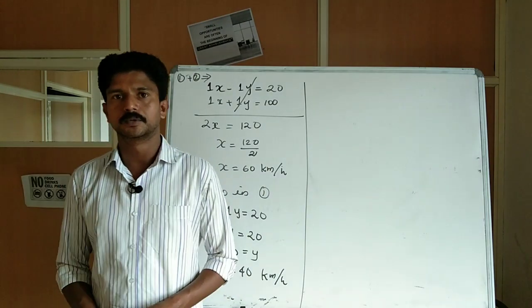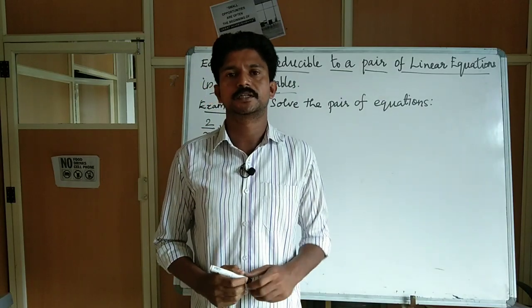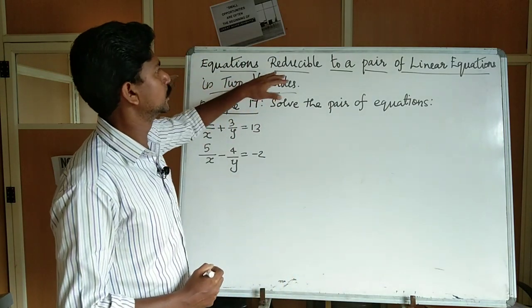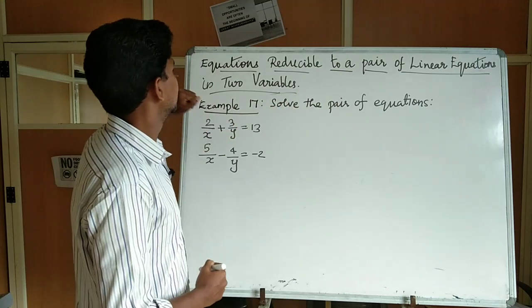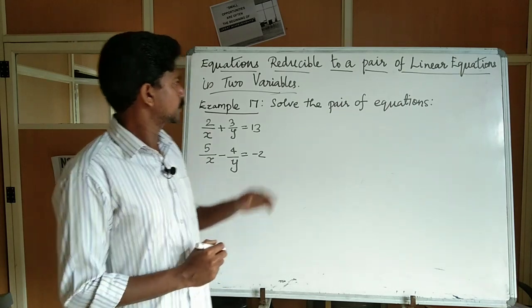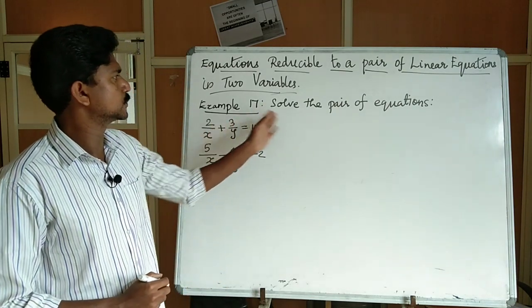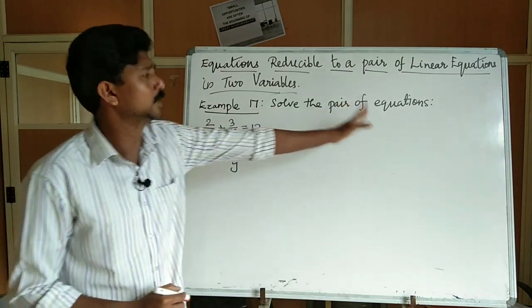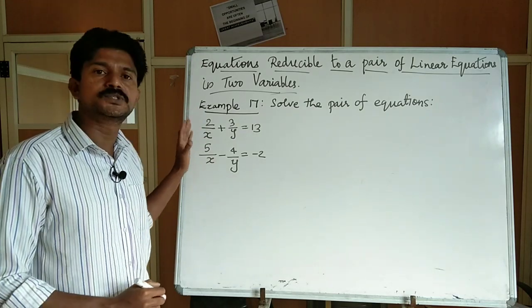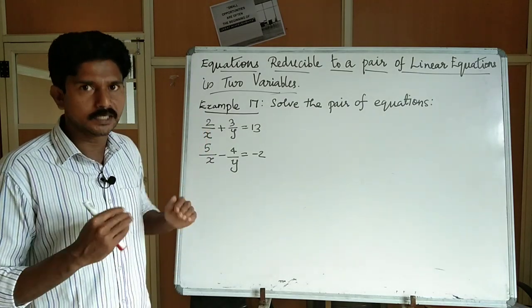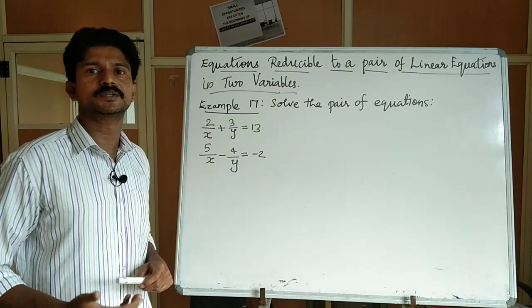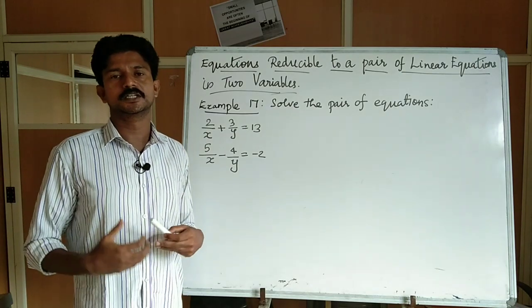Okay, let us see another problem. Dear students, we are continuing with the topic equations reducible to a pair of linear equations in two variables. For example, this question, example 17: solve the pair of equations. It didn't say it is a linear equation. What they are saying is that this can be reduced to a linear equation by making a suitable substitution.